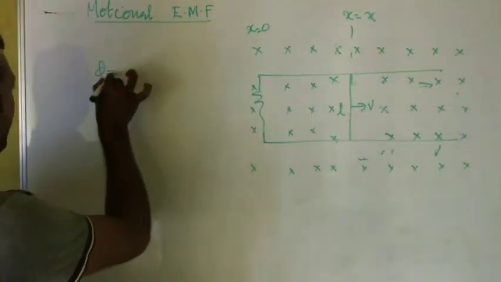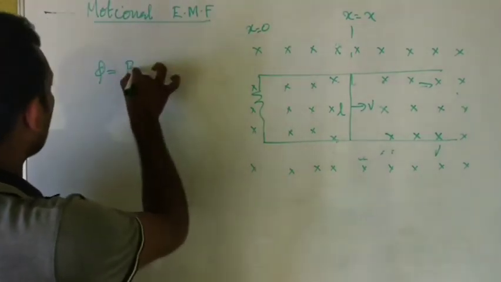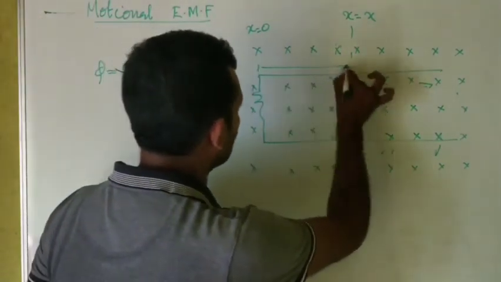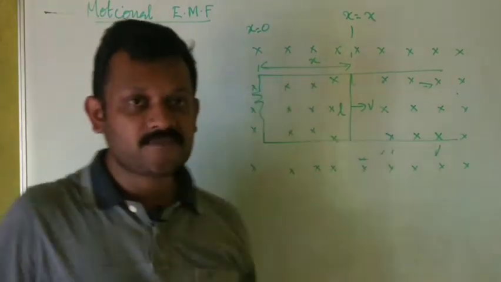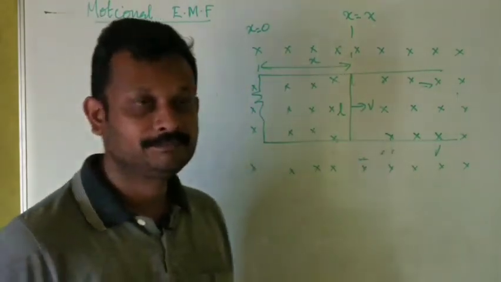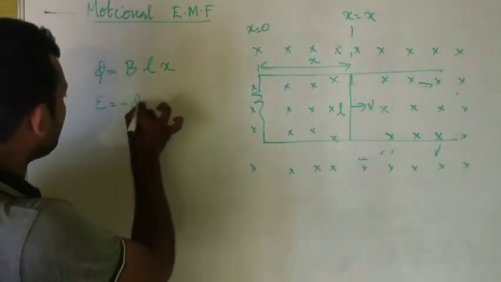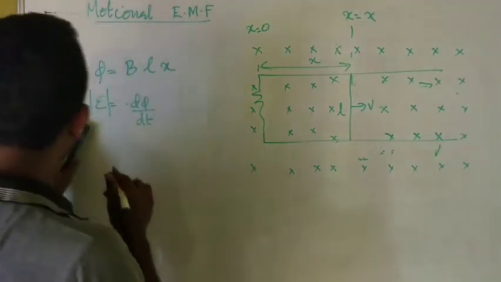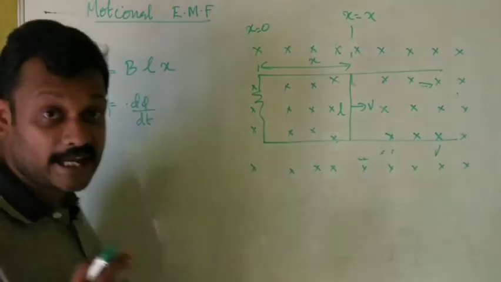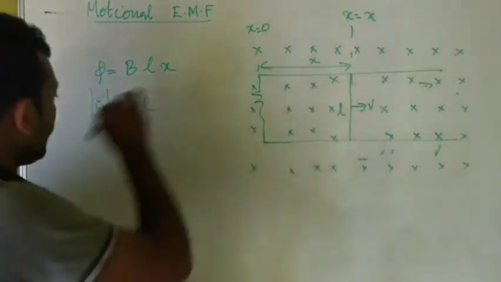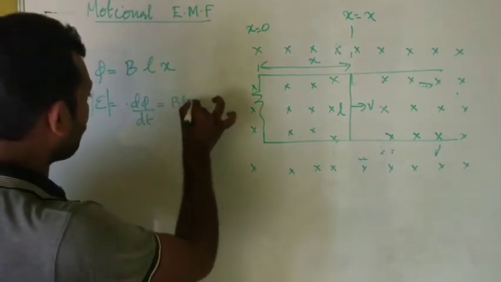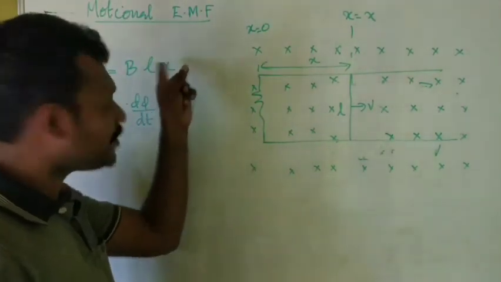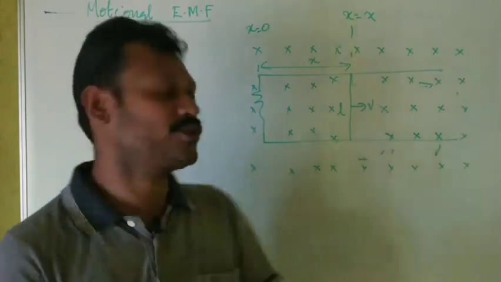The flux phi at any instant is equal to BLx, that is B into area. This length is L, this length is x. The instantaneous flux phi is equal to BLx. And the induced EMF epsilon is equal to minus d phi by dt. For the magnitude, you have to take only this one. Magnitude of induced EMF I am taking, direction I will specify later. So d phi by dt is equal to BLV, because B is a constant, L is a constant, and the derivative of x with respect to time is velocity. BLV.